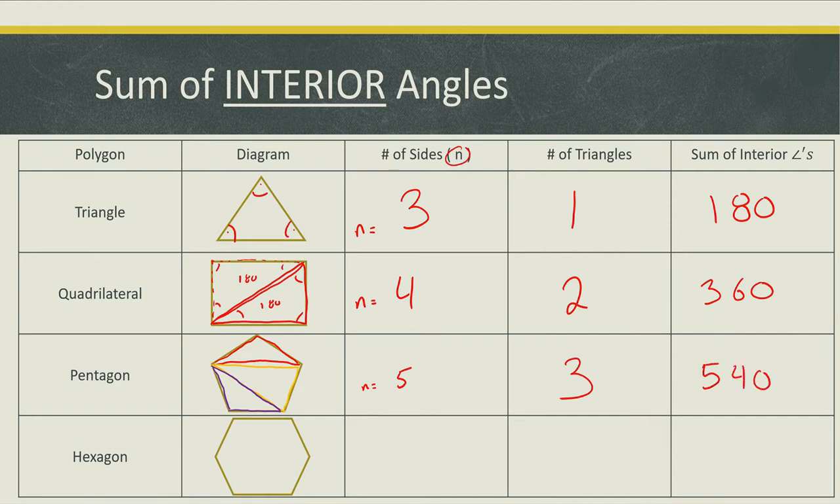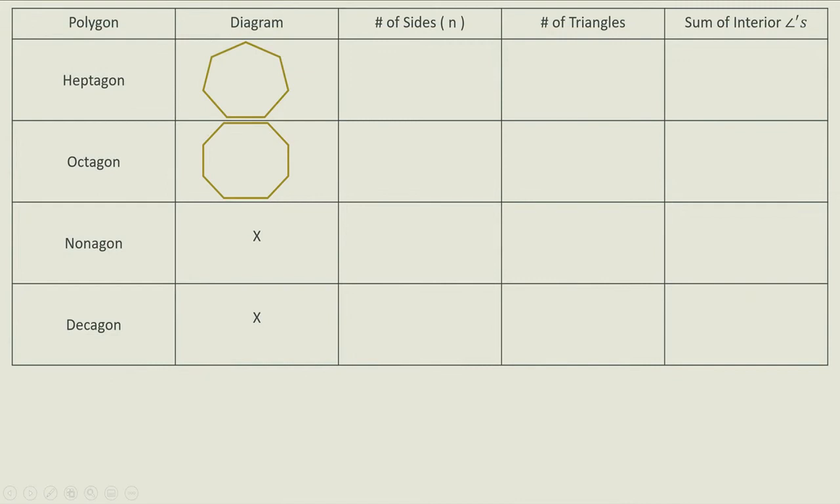We should try to start seeing a pattern here. A hexagon has 6 sides, and we're trying to figure out how many triangles I can fit in here. Here's 1, 2, 3, and 4 triangles, which tells me that I add 180 four times, which takes us to 720 total degrees. Those are the sum of the interior angles. Again, we should start seeing a pattern here.